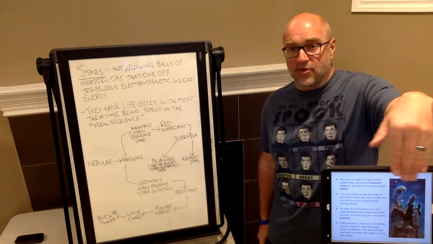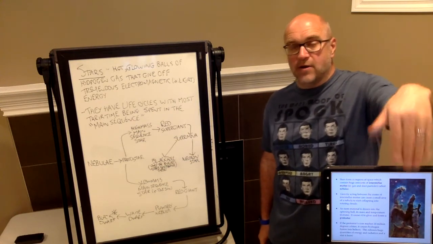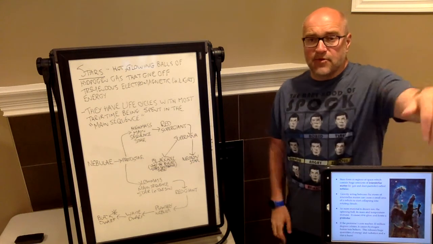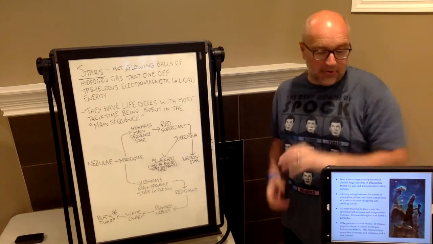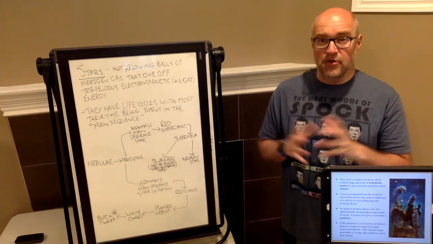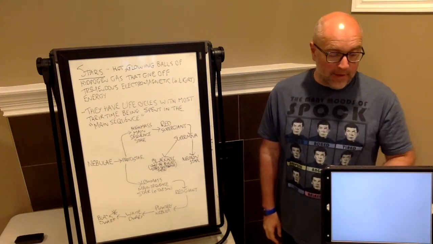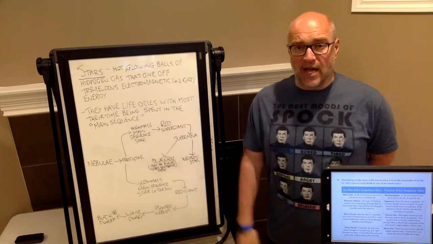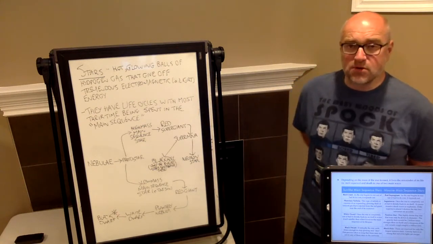Here's an example. This is a great shot called the Pillars of Creation, which was taken by the Hubble Space Telescope. This is a great shot of a stellar nursery. You can see a place in the universe where stars are actually forming inside of these nebulas. Now, at this point, depending on its size, the star is going to undergo one of two life cycles.